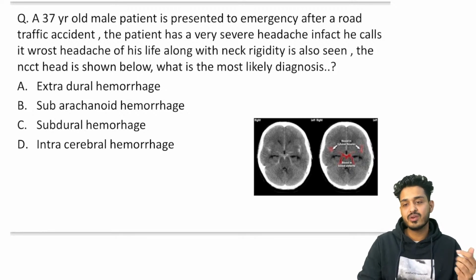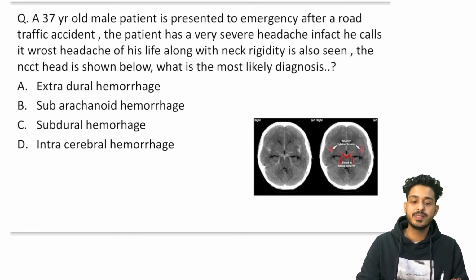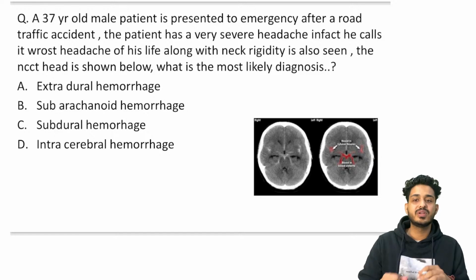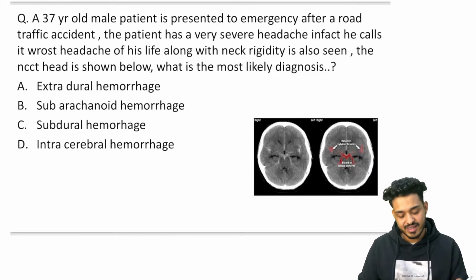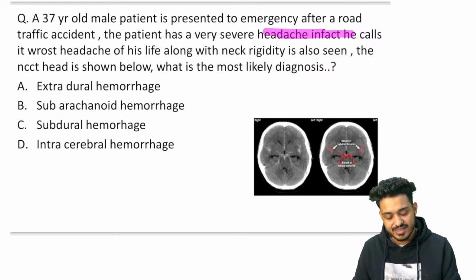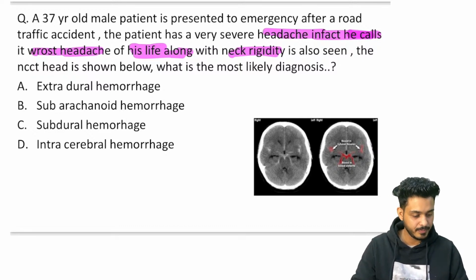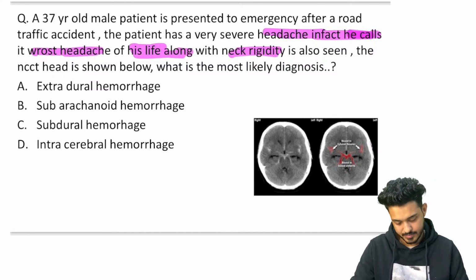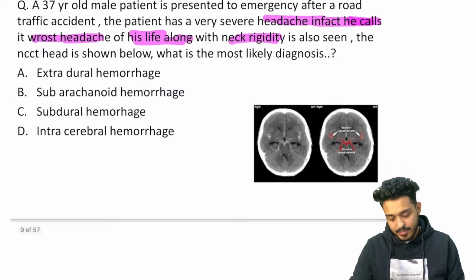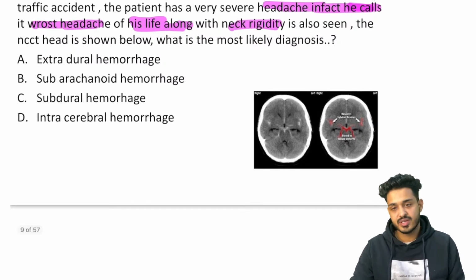A 37-year-old male patient is presented to the emergency after a road traffic accident. The patient had a very severe headache. In fact, he called this headache the worst headache of his life, right? Along with that, patient is also having nuchal rigidity. The NCCT head is shown below. What is the most likely diagnosis? Is it a subarachnoid hemorrhage, subdural hemorrhage, extradural hemorrhage?